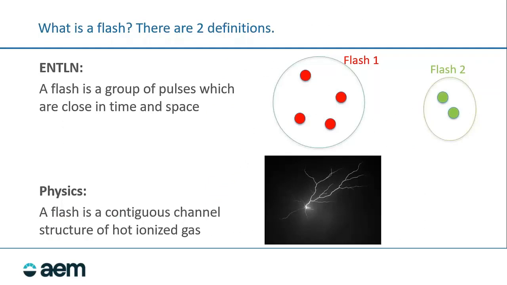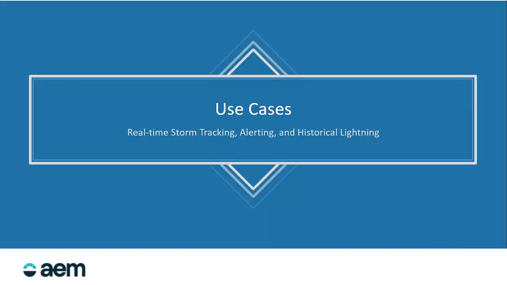So a flash is, again, a group of pulses. They're grouped together in time and space, as you see in the example there. Physics definition is it's a continuous channel of hot ionized gas. And you see 2 examples there of what flashes are so that we have a greater understanding before we dive into our use cases. And that's exactly what we're going to do now. We're going to take you through a couple of use cases from last year, 2020.